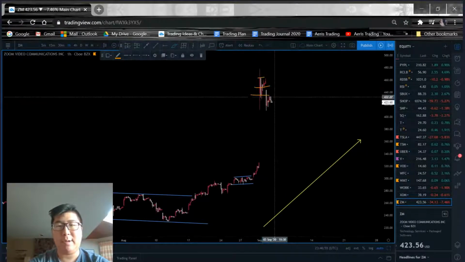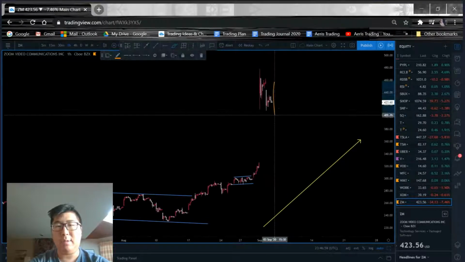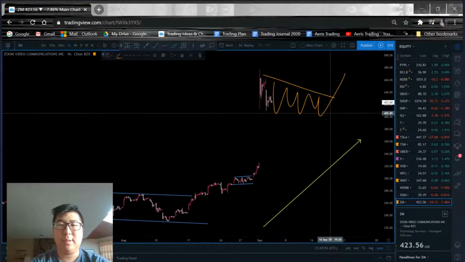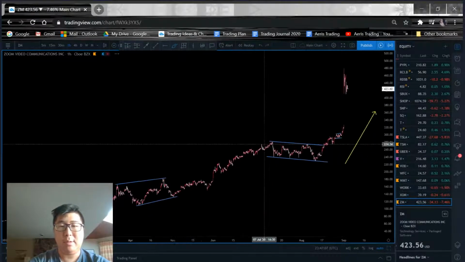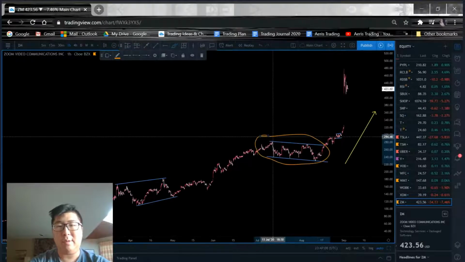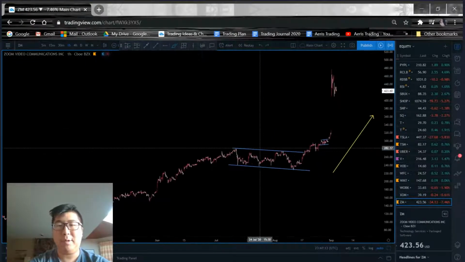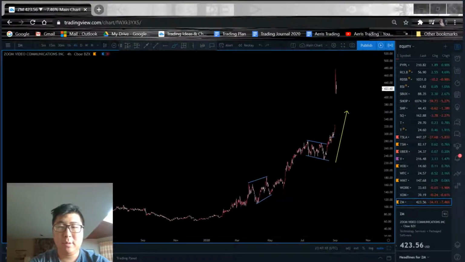Don't just jump in here now, because it impulsed so high already, so impulsively. Then looking for a correction here would be the most ideal. Looking for something like this would be the ideal trade for me to go next. If you zoom out again, this is something that's considered very developed, right? Instead of looking for something like this, looking for more development would be more ideal. Yeah, so that's Zoom. Amazon.